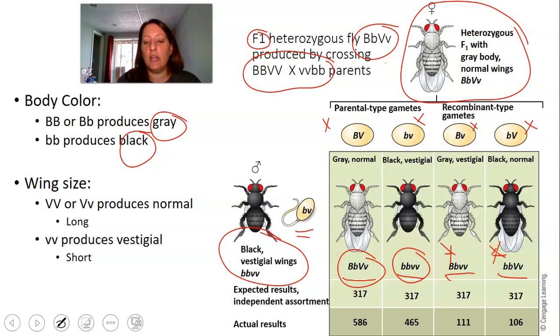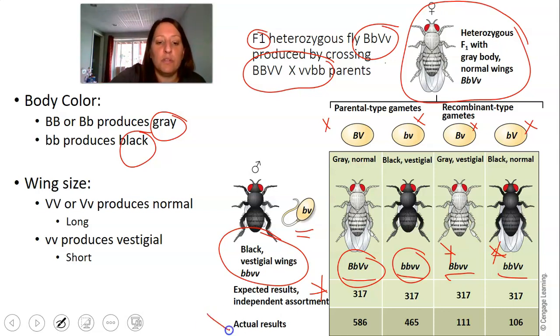So normally, if there was no linkage, if these genes were found on different chromosomes and sorted independently of each other, you would expect a 1-to-1-to-1-to-1 ratio. Here for expected results, if we had our total number of flies, we expect 1/4, which is 317 flies, to be gray normal, 1/4 to be black vestigial, 1/4 to be gray vestigial, and 1/4 to be black normal. So you'd expect that 1-to-1-to-1-to-1 ratio.